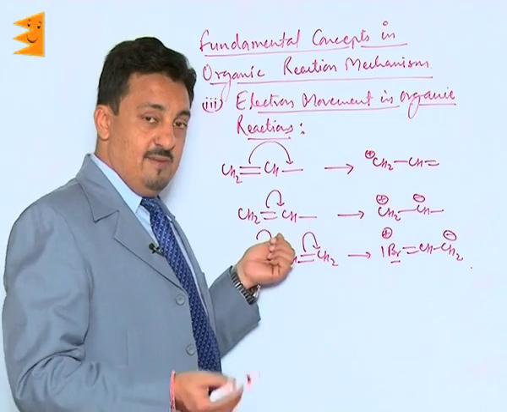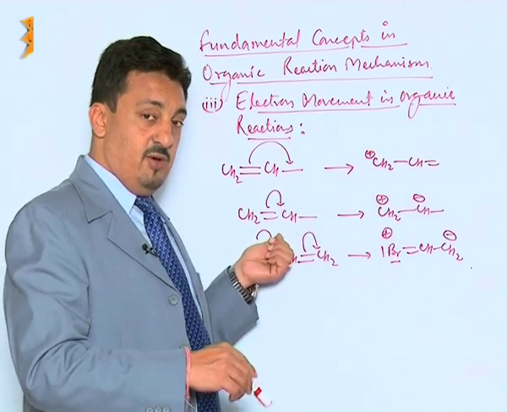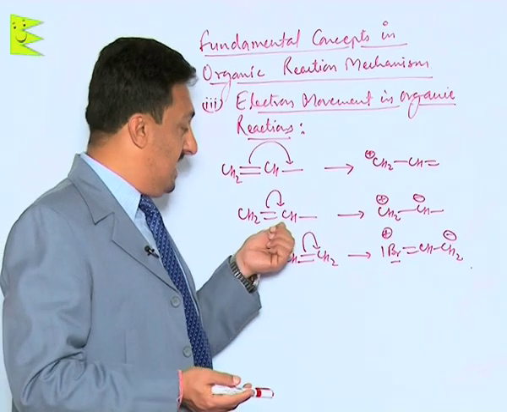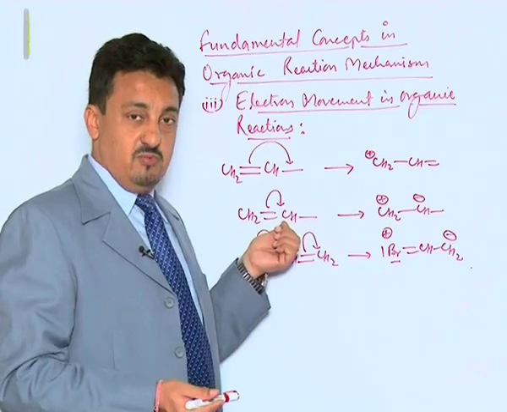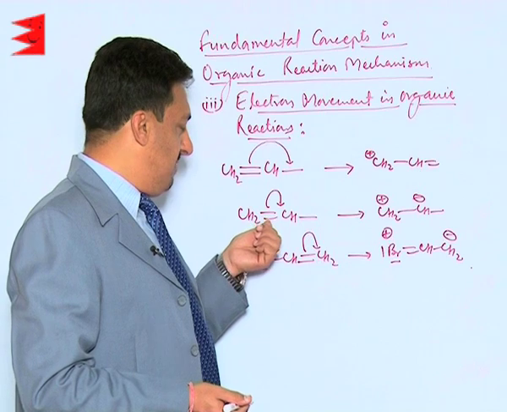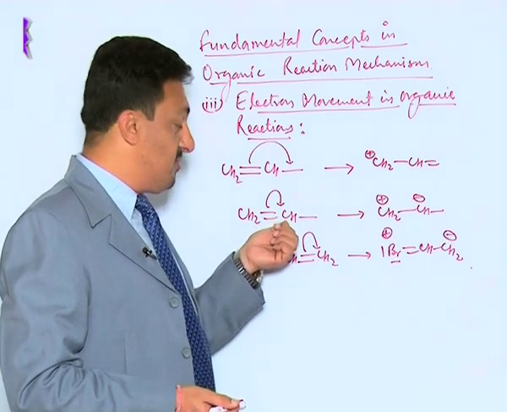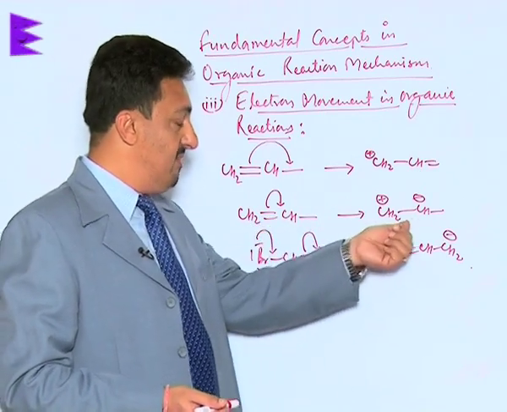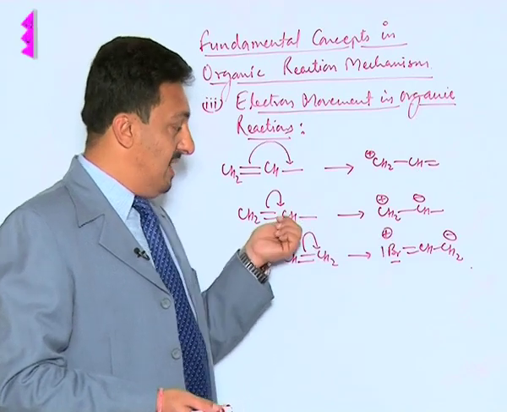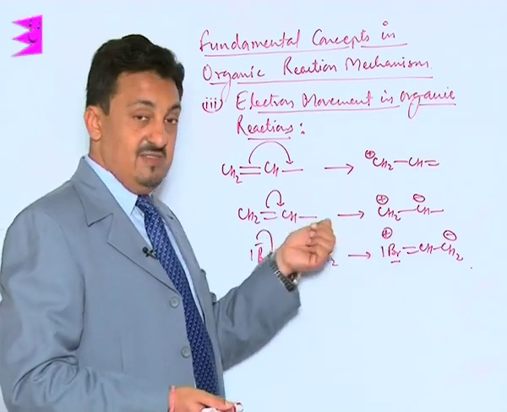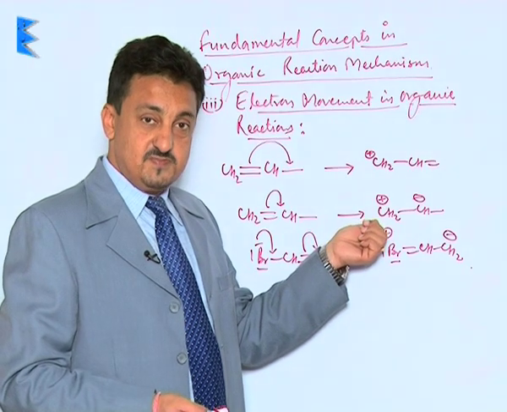The second type of movement can be of a pi bond to the atom to which it was bonded. This movement of the pi electrons to the atom to which it was bonded is another type of movement, in which the atom acquires a negative charge, and the atom from which the shifting has taken place acquires a positive charge.